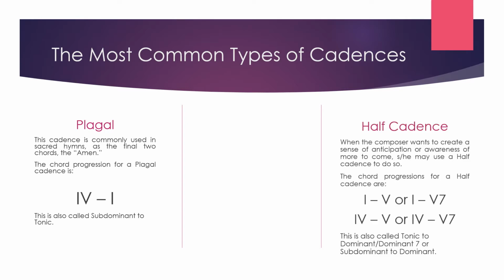When the composer wants to create a sense of anticipation or awareness of more to come, she or he may use a half cadence to do so. The chord progressions for a half cadence are 1-5, or 1-5-7, or 4-5, or 4-5-7. This is also called tonic to dominant or dominant 7, or subdominant to dominant or dominant 7.